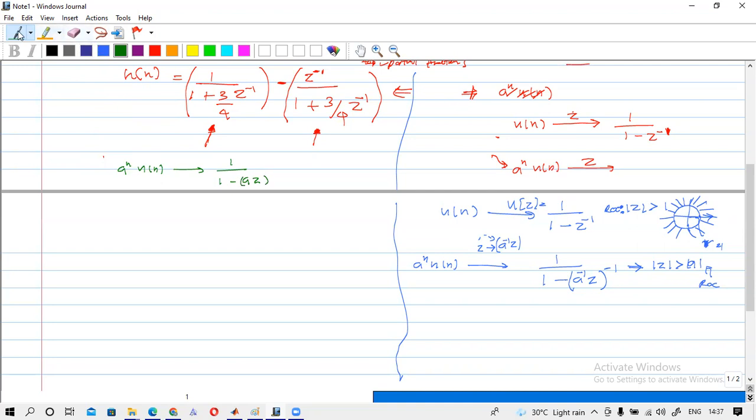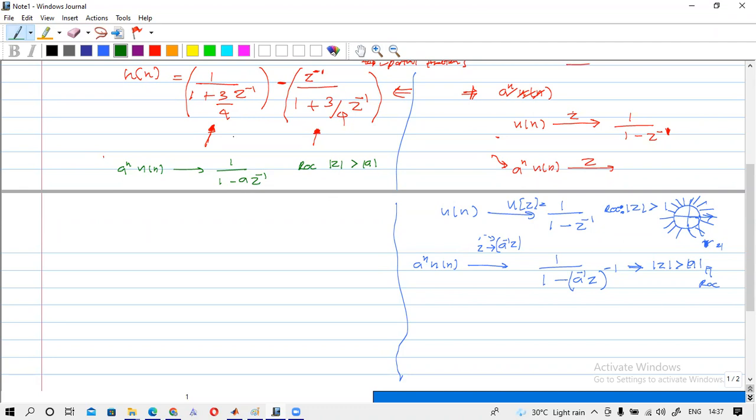So A Z minus 1, okay. A Z minus 1, correct? Okay. So this will be the Z transform of this sequence, and the ROC will be Z greater than the magnitude of A. Okay. So this will be the Z transform and the corresponding ROC.